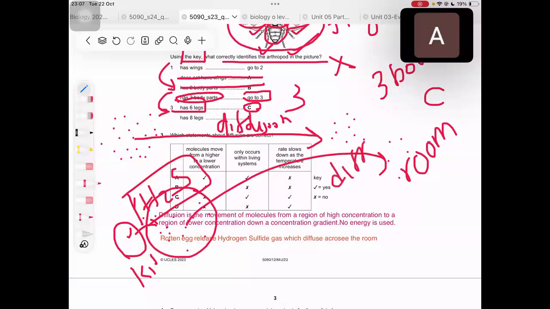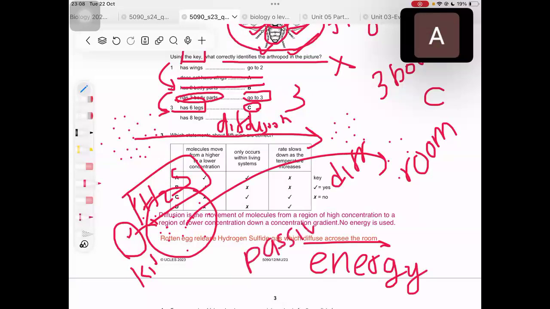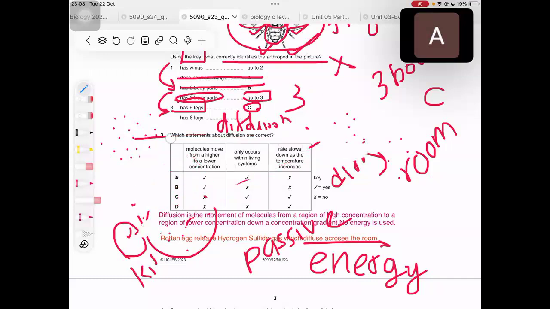So you can see molecules move from a higher concentration to a lower concentration, and when they move like this, it doesn't use any energy, so we can call this a passive process, and therefore we call this diffusion. Right, let's see what the answers are. Which statements about diffusion are correct? Molecules move from a higher to a lower concentration. Yes, we can see A and B are correct. C and D we can cut off.